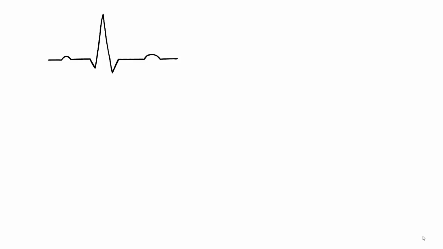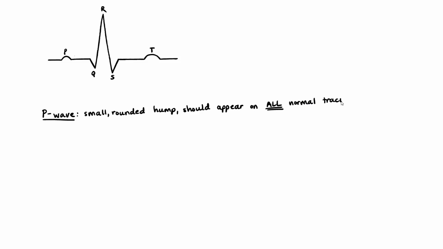So again, we have our P, Q, R, S, and T waves, which I'm going to label. And now I'm going to walk you through what the definitions of each wave actually are. So the P wave is a small rounded hump, and it should appear on all normal EKG tracings. If it's absent, that means there's something wrong. The reason is that if the heart needs to pump, then there has to be atrial depolarization, or positive charge moving in the atria. If there isn't that wave of positive charge, it means that the SA node isn't working. And the SA node is the thing that wakes up the entire heart and tells it to be positive.